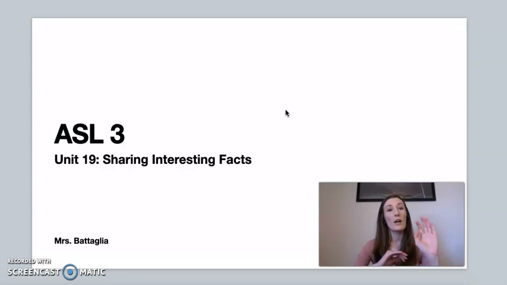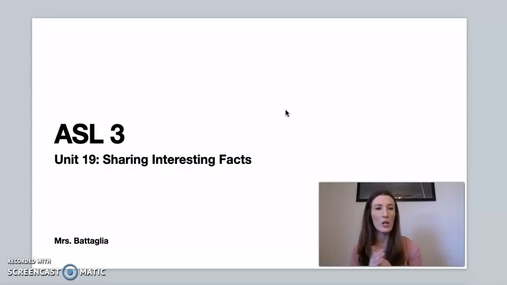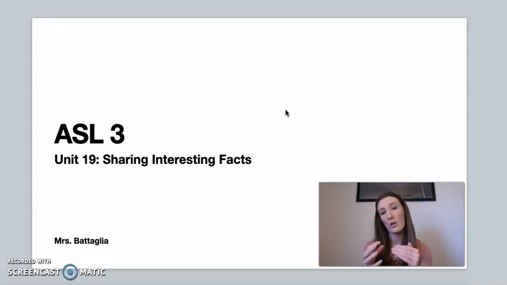Okay, for Unit 19, the grammar concepts aren't new. We do a lot of setting things up to compare them. We do a lot of listing. So it's not new, it's just mostly a review of the grammar concepts and adding new vocab into that, and sharing interesting facts. This is a fun unit. They're random facts, but they're fun to learn.